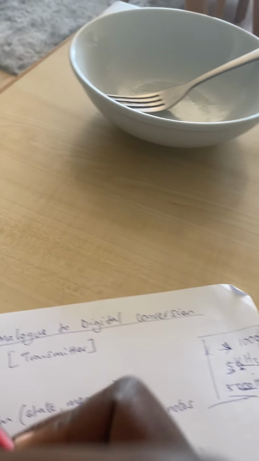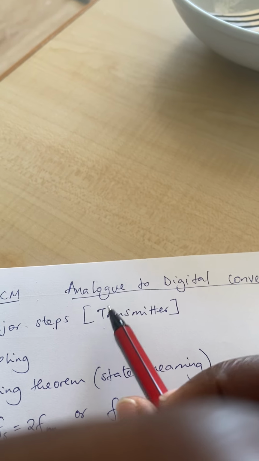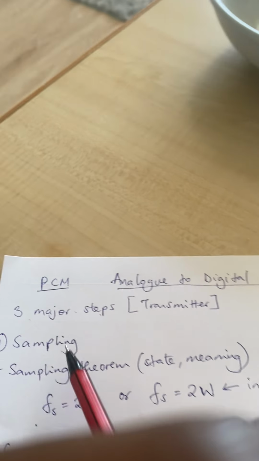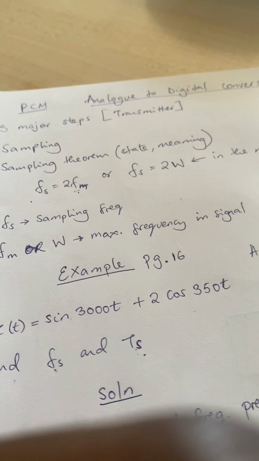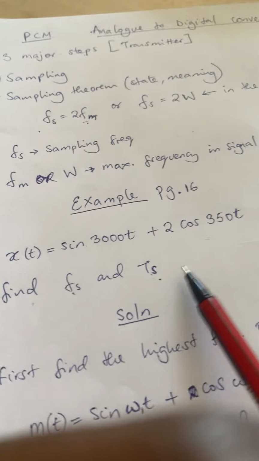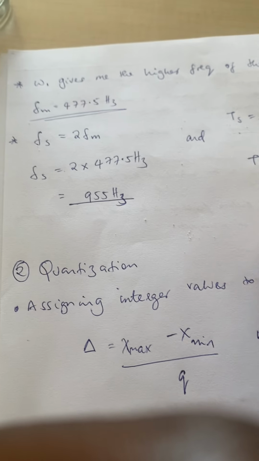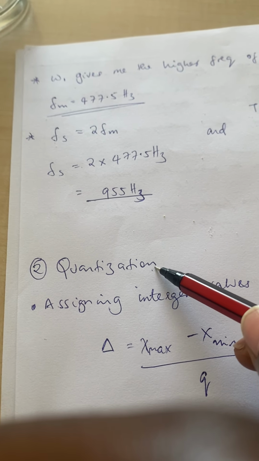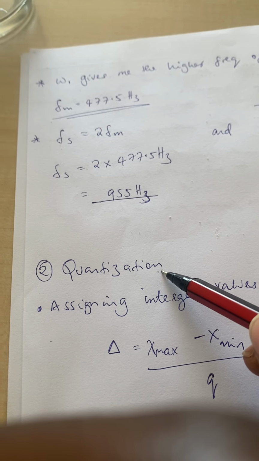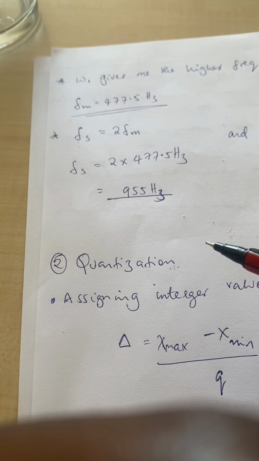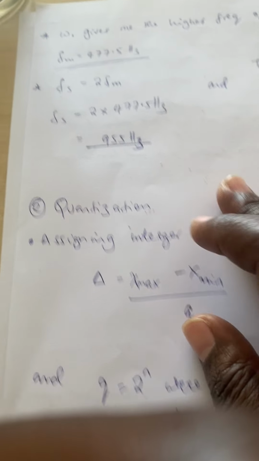Okay, so now let's come to the second part. Remember, I said there are 3 major steps that are involved in this conversion of a signal from an analog form to digital form. So the first part will be sampling, and I've done some examples to show you how we calculate Fs and Ts. The second major step under this analog to digital conversion is what we are calling quantization. So quantization is done by a device called a quantizer.